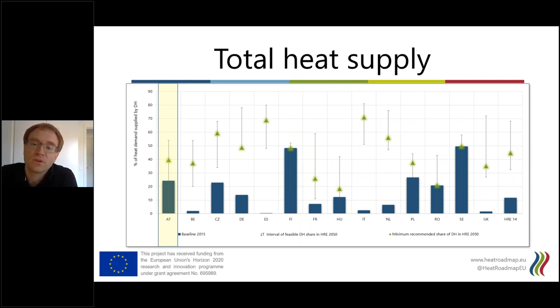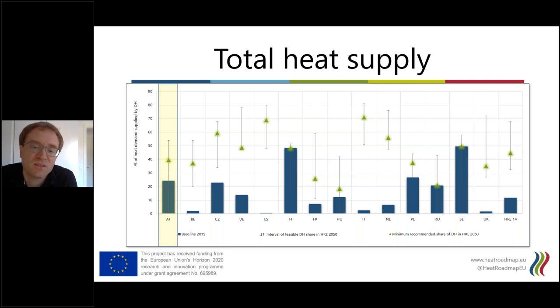So here we can also see the total supply, the percent of heat demand supplied by district heating, that we could see going on. You can again see Austria on the very left, and on the very right you can see all Heat Roadmap Europe numbers. So that is all of the Heat Roadmap Europe countries. And you can see here we go from around 24% district heating in the current situation, and then to around 40% we could see.